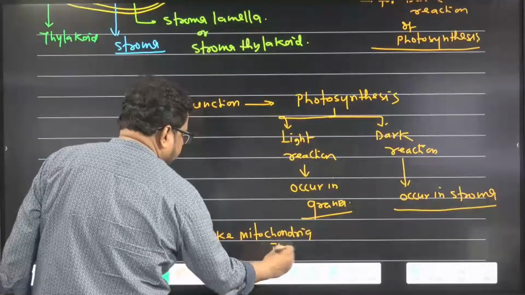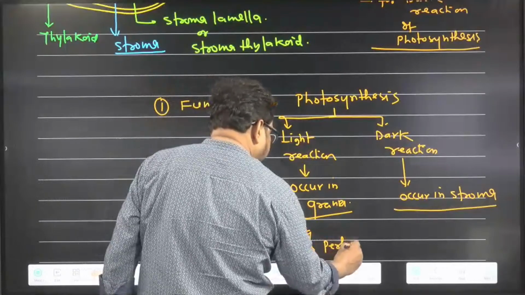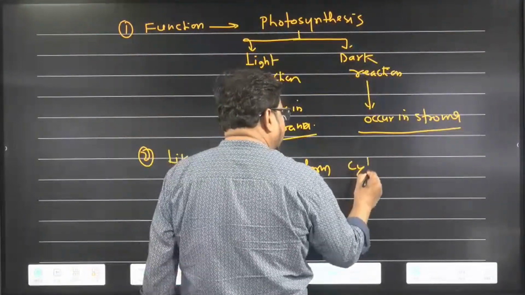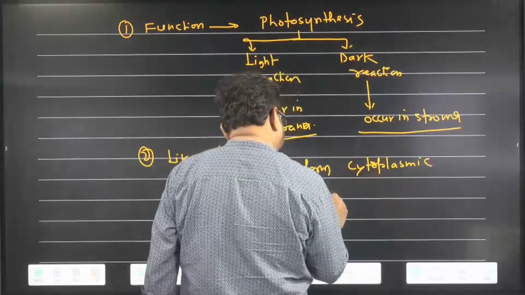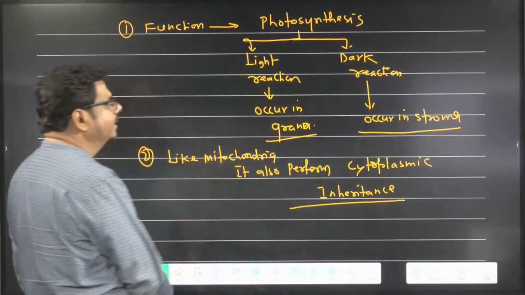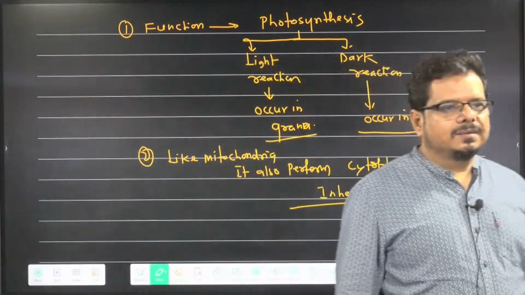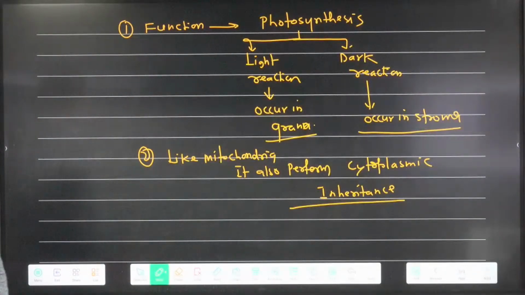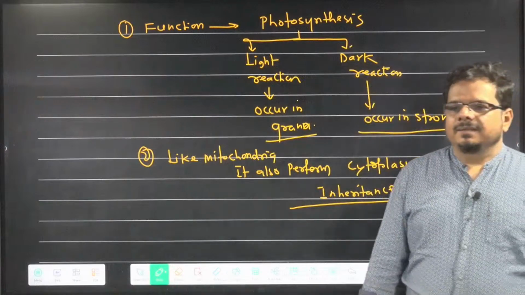The second function is like mitochondria. It also performs cytoplasmic inheritance. Which inheritance? Cytoplasmic inheritance. It also performs which one? Cytoplasmic inheritance. So which cell organelle is over? Plastid is over. Is it clear in the mind? Plastid is over. Now we are going to discuss ribosome.